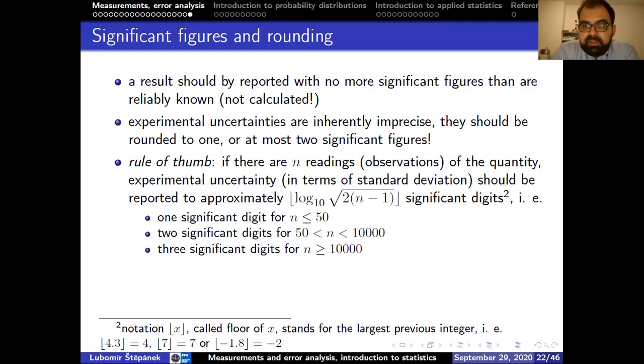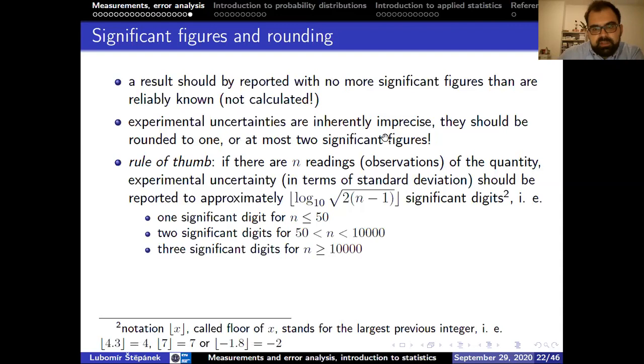Precision should follow not only the empirical rules, but also common sense. When something is too precise, it could sometimes be fishy, because the precision is artificial, given only by some arbitrary calculations. So the result should be reported with no more significance than is reliable and known. And experimental uncertainties are inherently imprecise. This is like the motto of this part. There is only some uncertainty in our measurement, so they are inherently imprecise. And they should usually be given to one or at most two significant figures, not more.